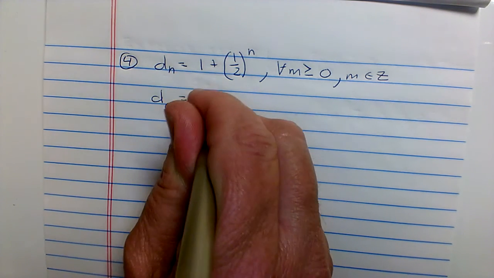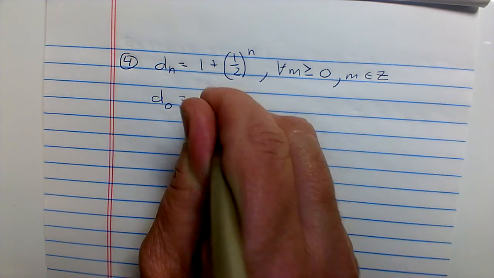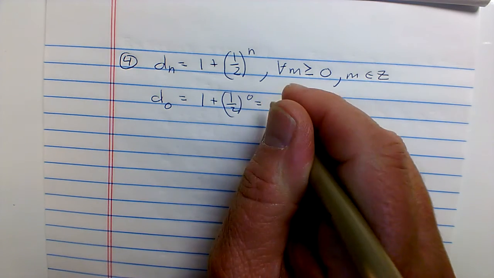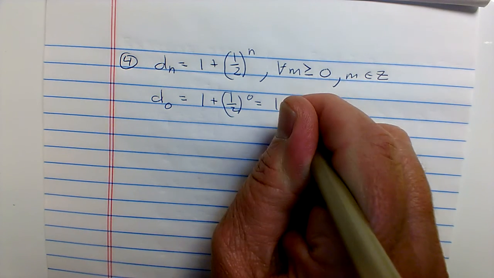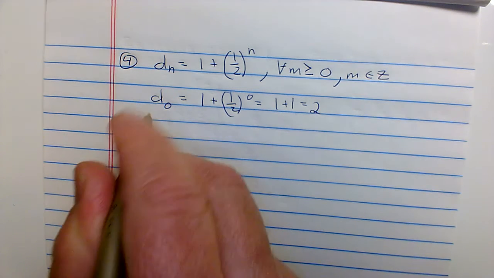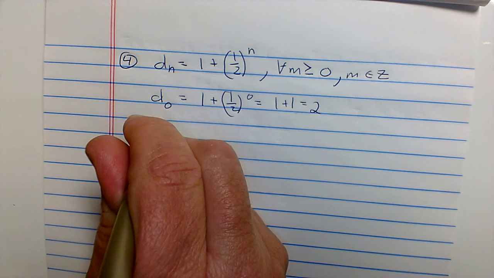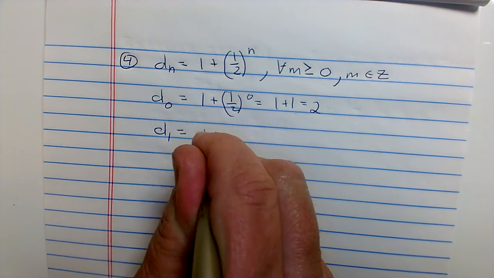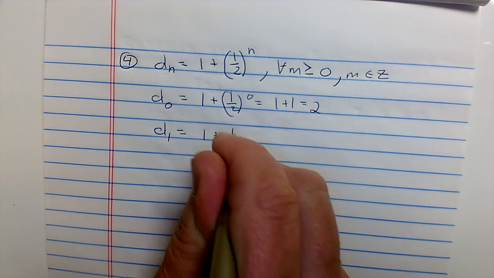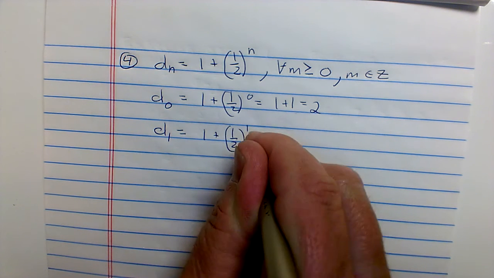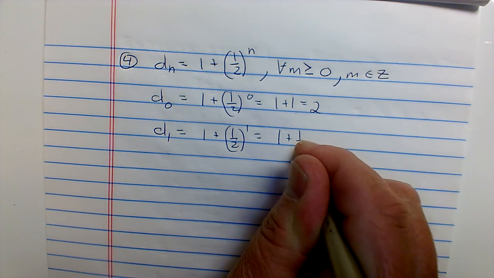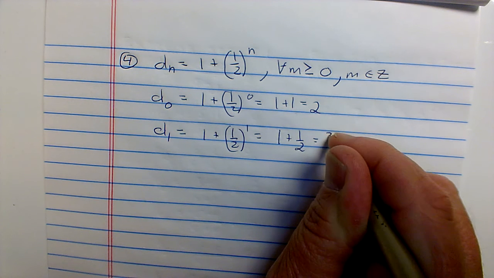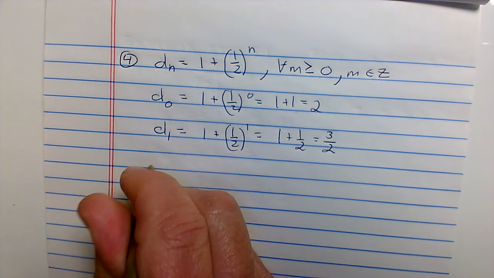d sub 0 is 1 plus 1/2 to the 0 power. Well, anything to the 0 power is going to be 1, so d sub 0 is 2. d sub 1 is 1 plus 1/2 to the first power, so it's 1 plus 1/2, or I can write this as 3/2.